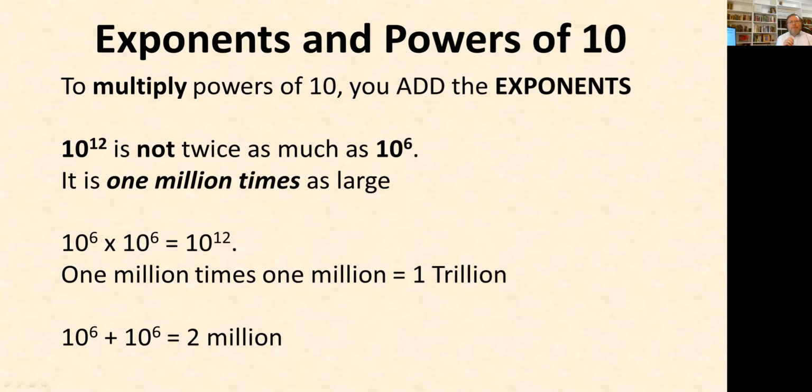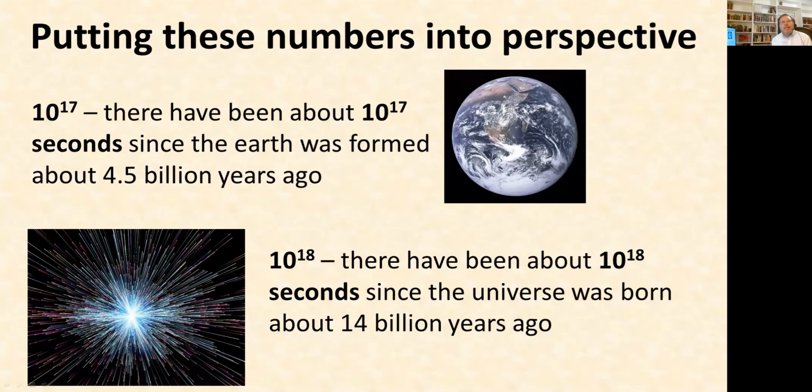Now, here's something that's a little tricky. 10 to the 12th, our brain wants to think it's twice as big as 10 to the 6th, but it's not the case. 10 to the 6th times 10 to the 6th is 10 to the 12th. In other words, 10 to the 12th is a million times larger than 10 to the 6th. So when you multiply numbers together, you add their exponents to one another.